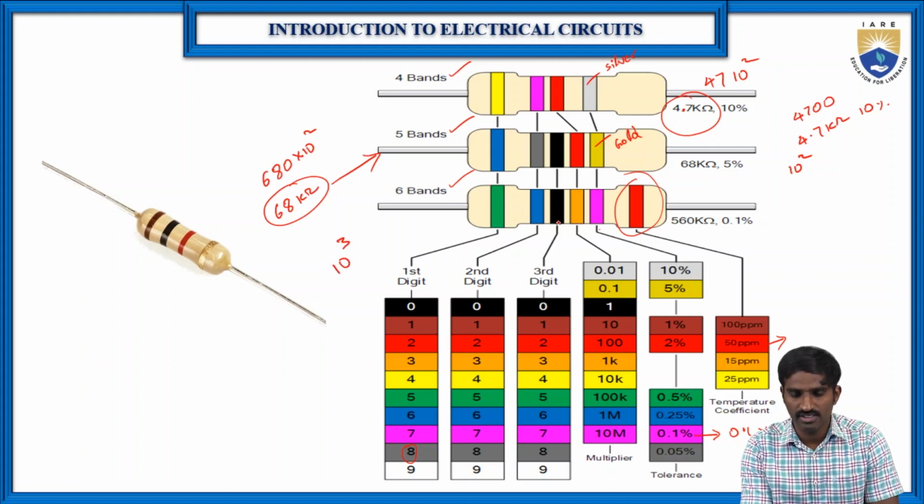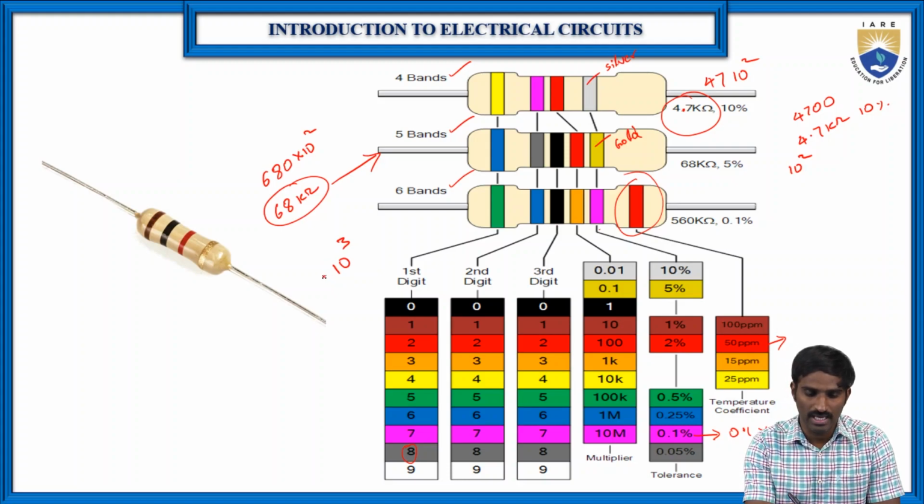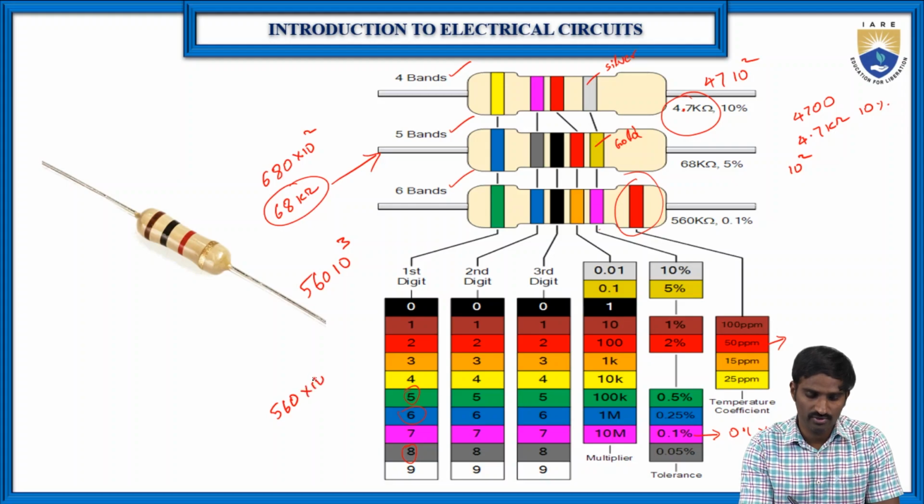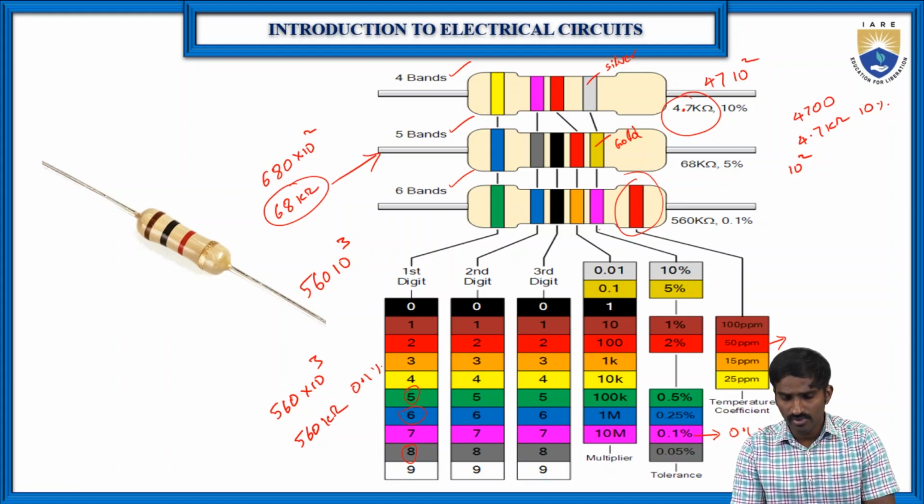And before that, which color is there? Black, here it is 0. And before that again blue color is there. What is the blue color? Here it is 6. And again before that green color is there. What is the green color? 5. So 560 into 10 to the power of 3, or in other words 560 kilo ohms, at the tolerance of 0.1%.